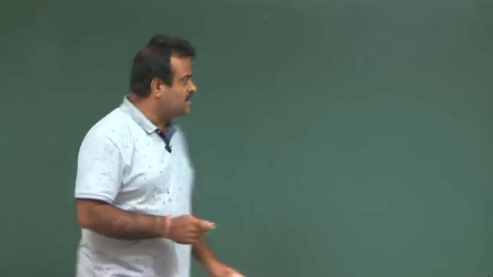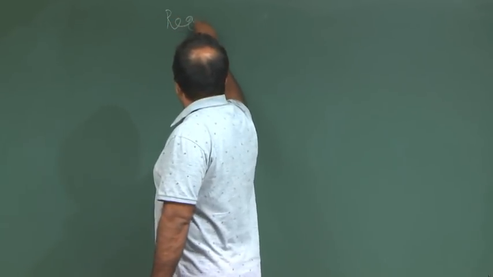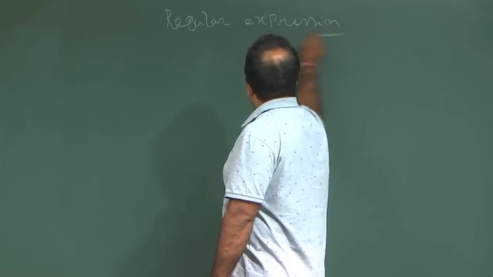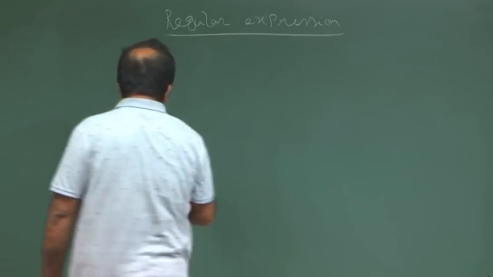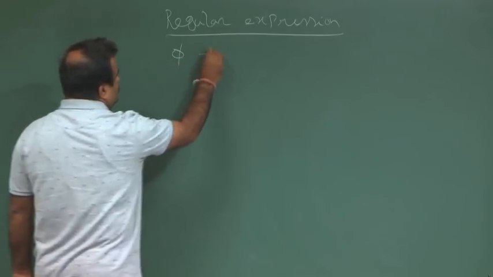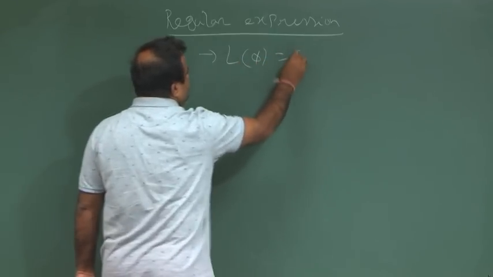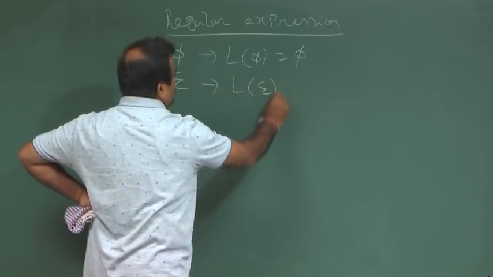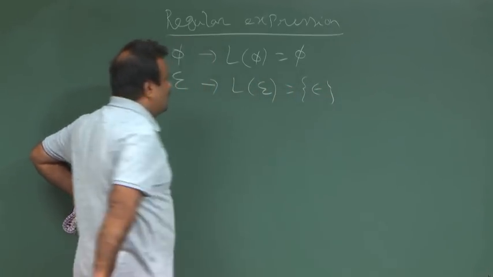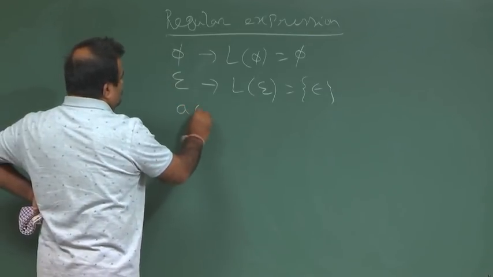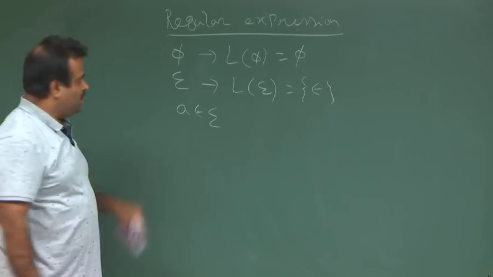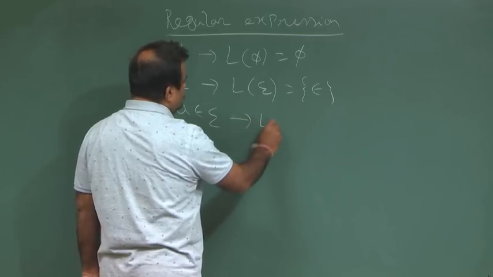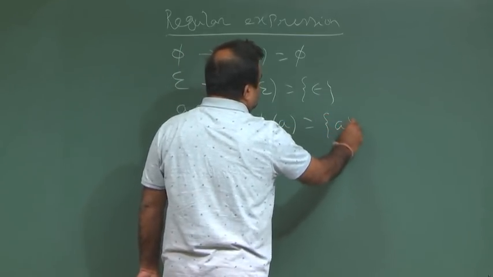Okay, so we are talking about regular expressions. In the last class we defined the regular expression. Just to recap, phi is a regular expression denoting the language, the empty set. Epsilon is a regular expression denoting the language, the singleton set epsilon, and A, which comes from the alphabet, is a regular expression for every symbol A in the alphabet, denoting the language, the singleton set A.